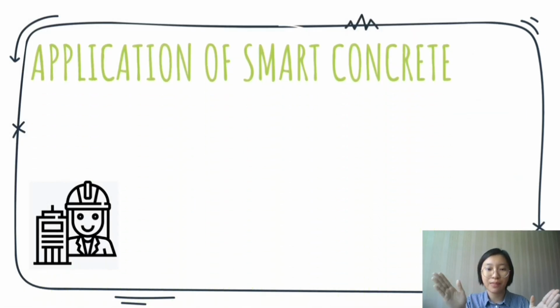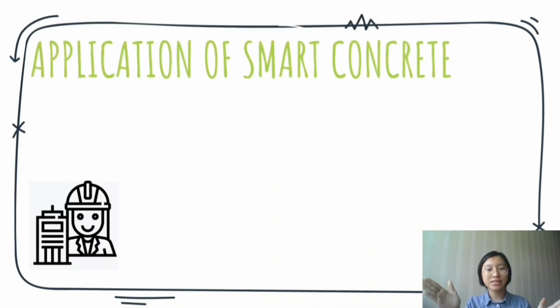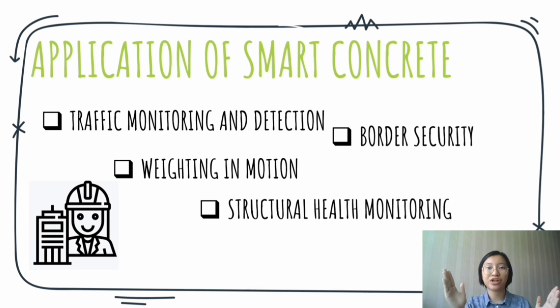The applications of smart concrete. So smart concrete is widely used in the sector of structural health monitoring, traffic monitoring and detection, weighing in motion, and border security. So the road made by smart concrete might be able to identify where every vehicle is, its speed, and its weight. So these are all the benefits and applications of smart concrete.